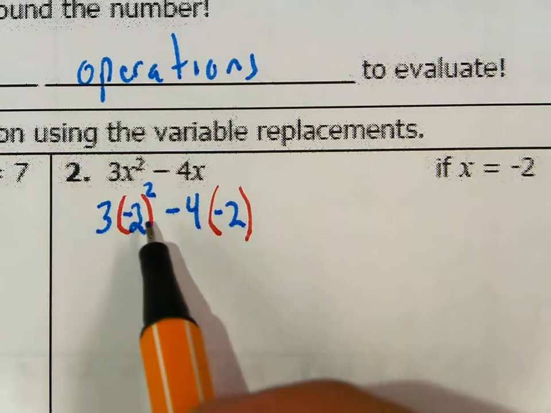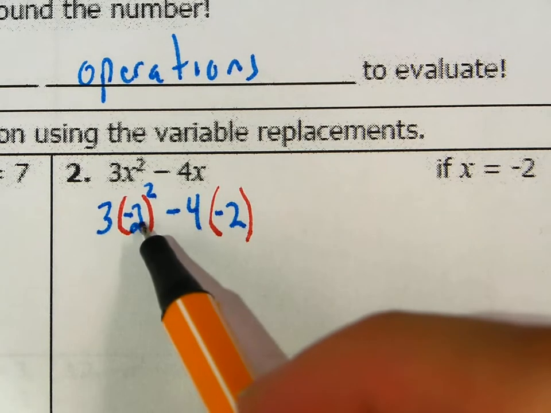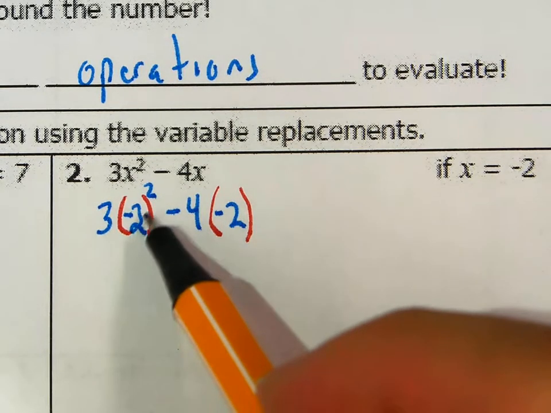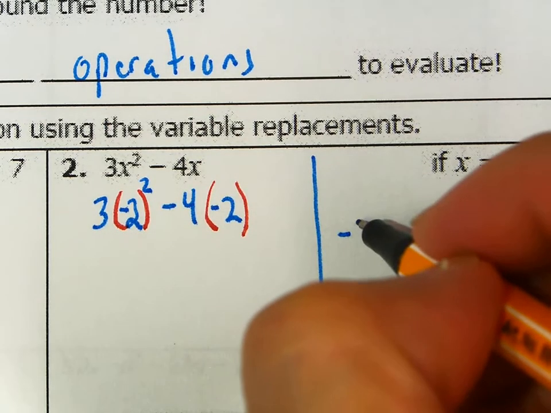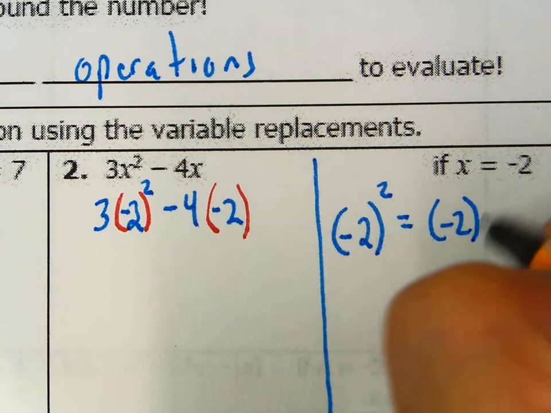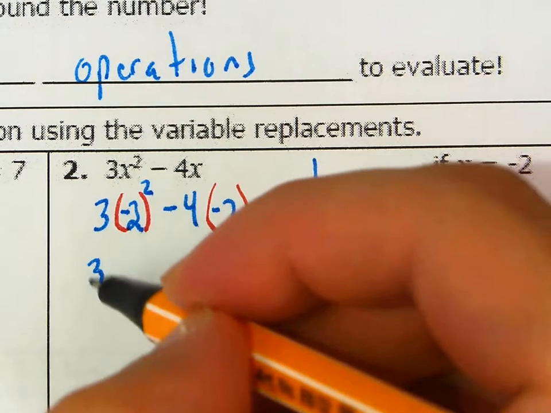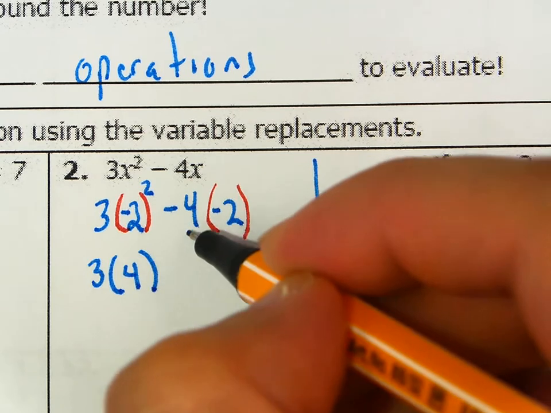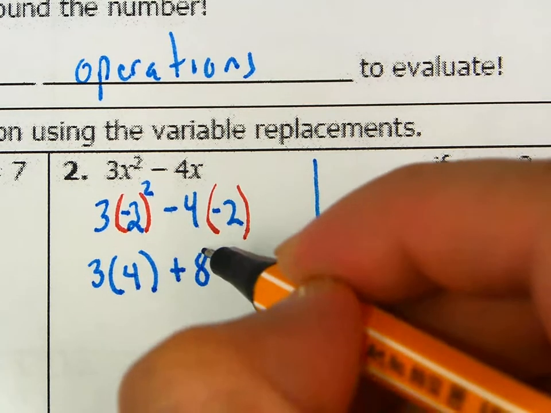Okay, so then be patient. How would you evaluate this? What would I have to do first? You have to do the -2 squared first, right? And I can show it over here, what is -2 squared? That is -2 times -2, which is 4. So this becomes 3 times 4. -4 times -2 is +8, right?